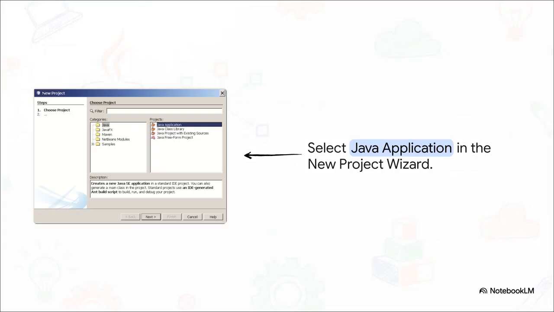All right, time for the fun part. We're going to use the NetBeans IDE for this example. So when you open NetBeans, you'll go up and click on File, then New Project. This pops open the New Project wizard. From there, you'll want to select Java under Categories and then Java Application under Projects.